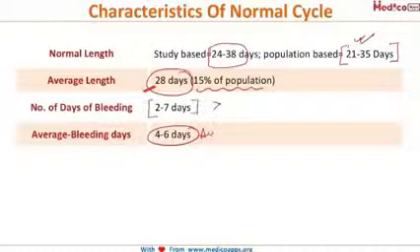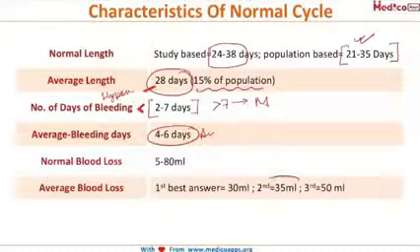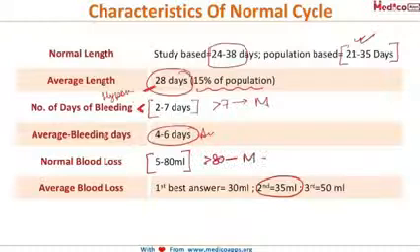If it is more than 7 days, then we call it menorrhagia, and if it is less than 2 days, then we call it hypomenorrhea. Now the average blood loss during a menstrual cycle is around 35 ml, and it ranges from 5 to 80 ml. Again, if the bleeding is more than 80 ml, we call it menorrhagia, and if it is less than 5 ml, we again call it hypomenorrhea. So if you're asked the average blood loss, you should always look for the option near to 35 ml. Now this was about the features of the normal cycle.